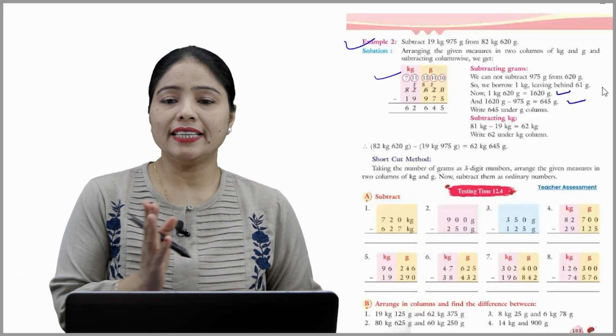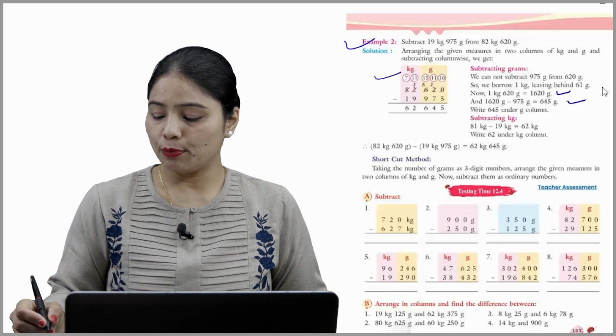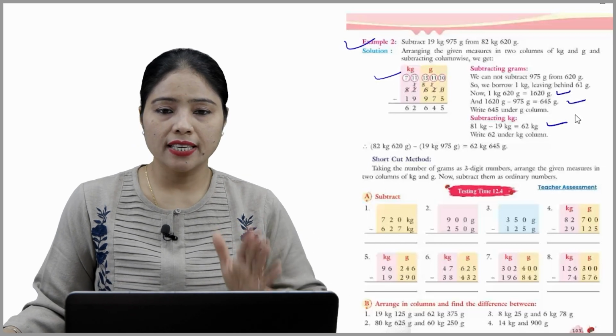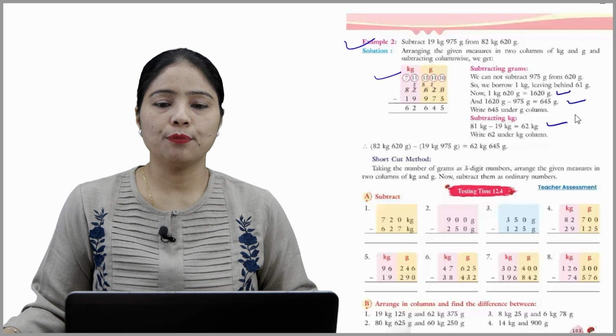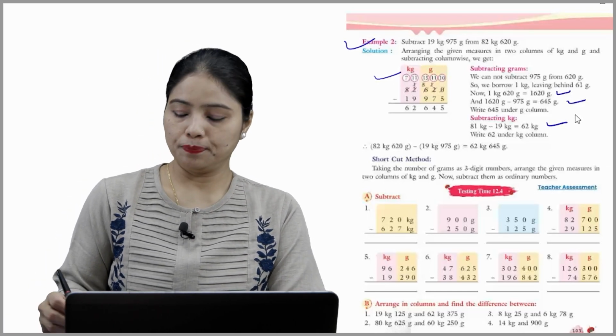Now subtracting kg. 81 kg minus 19, हमारा क्या बना? Yes, 62 kg. So we can say that 62 kg 645 gram is the answer of that one. Now see the shortcut method.